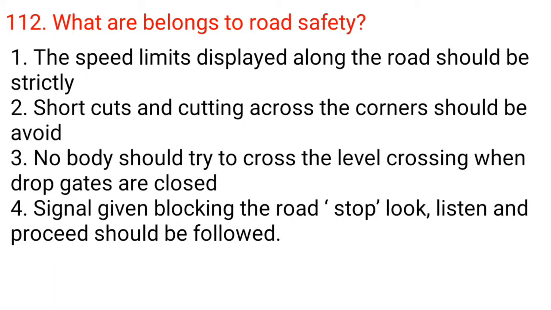112. What are the rules belonging to road safety? 1. The speed limits displayed along the road should be strictly followed. 2. Shortcuts and cutting across the corners should be avoided. 3. Nobody should try to cross the level crossing when drop gates are closed. 4. Signal given blocking the road: stop, look, listen and proceed should be followed.